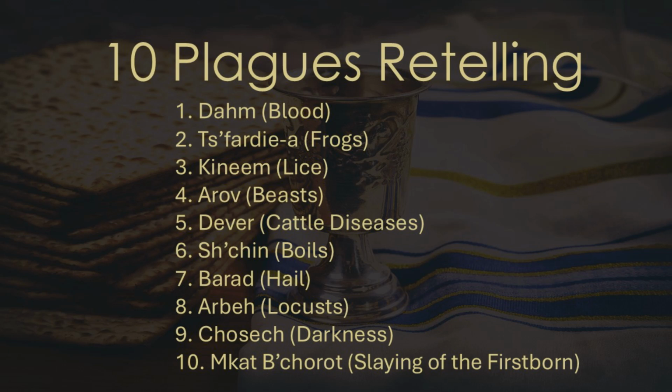The 10 plagues that they retell, and I am not going to butcher these names, therefore I put English in there as well. Number 1, the plague of blood. Number 2, of frogs. Number 3, of lice. Number 4, of beasts. Number 5, of cattle diseases. Number 6, of boils. Number 7, of hail. Number 8, of locusts. And number 9, of darkness. Then comes the one that this whole event is about, which is the slaying of the firstborn.